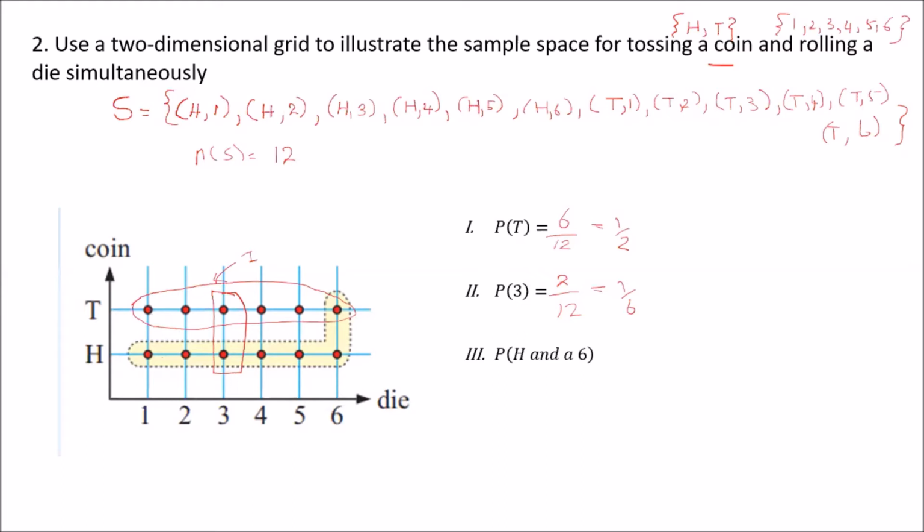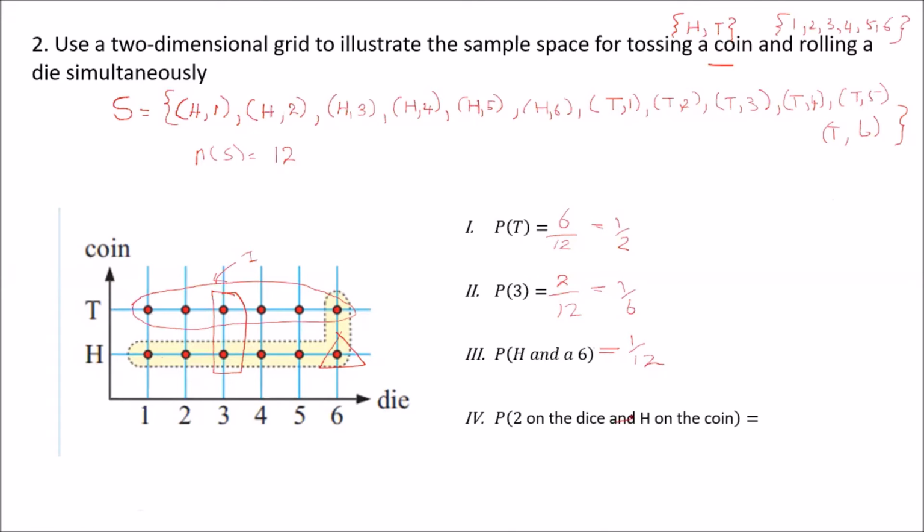Next one. Probability of obtaining head and number 6. Head and number 6. 1/12. Head from the coin and 6 from the die. Here there is only one event. Then the probability one can write as 1 out of 12, 1/12.